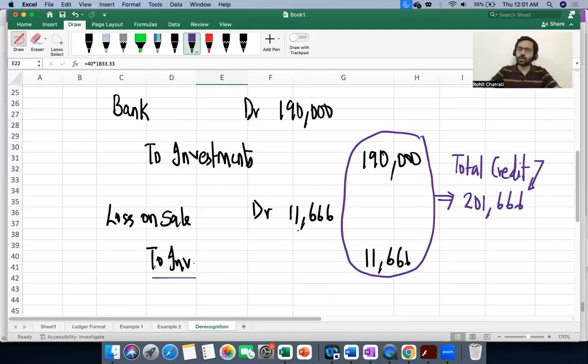All right, and on a totality basis, the total credit is 1,90,000 plus 11,666, which is equal to 2,01,666, and this is equal to the cost of investments that you have actually sold off.